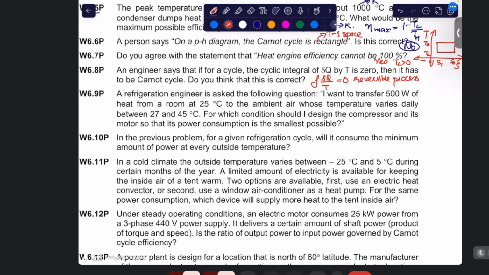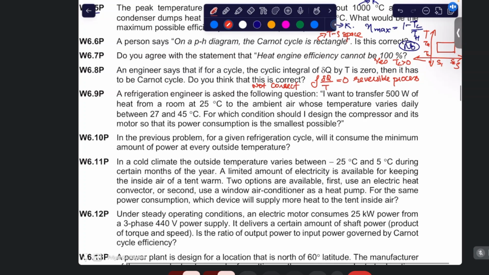So this integral of delta Q by T equal to 0 only ensures that it is a reversible cyclic process. In that cycle there can be multiple heat exchanges happening. It is not saying that exactly 2 are happening. If only 2 are happening, then it can be a Carnot cycle. But if multiple heat exchanges are happening, then it is not a Carnot cycle, and the cycle diagram has a different shape. So this is not completely correct.